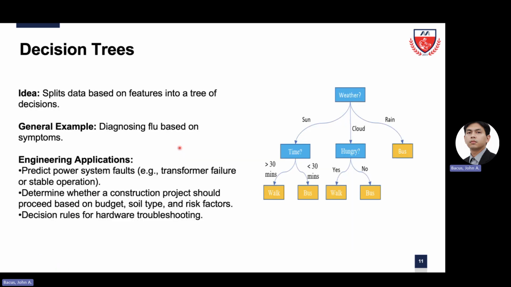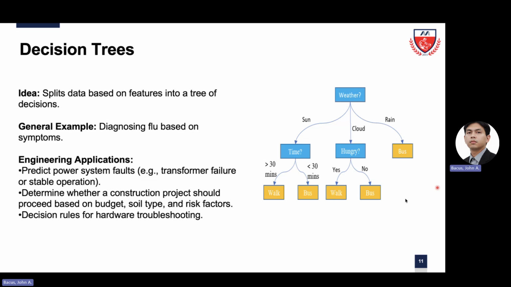Next would be the decision trees. For decision trees, as you can see in the graph, it splits data based on features into a tree of decisions. A very common example is in hospitals, diagnosing flu based on symptoms. Doctors ask about your symptoms, whether you have this or that, allergies, and then that leads them to a diagnosis. So there's like a decision tree on the result or classification afterwards.